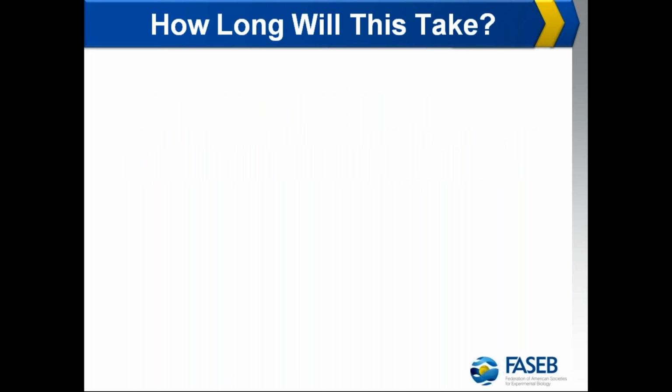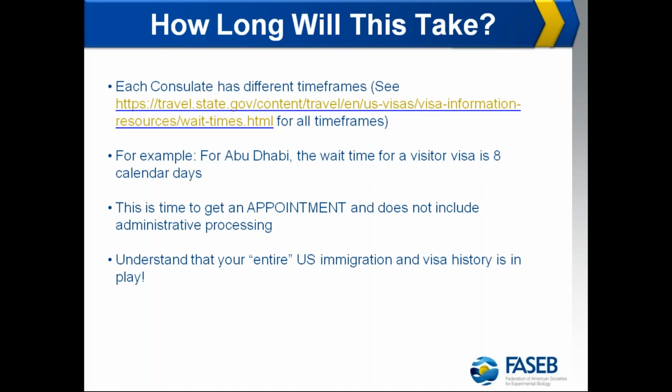So once the application process gets underway, how long is it going to take? Well, how long is a piece of string, as they say? Because each consulate has different timelines. We have a link there with different timelines that can be available to you so you can take a look at it. You can put in your own consulate and see what the wait times look like. One example there is Abu Dhabi. The wait time most recently that I saw for a visitor visa application is 8 calendar days. Now, it's important to note that that's the time to get an appointment.